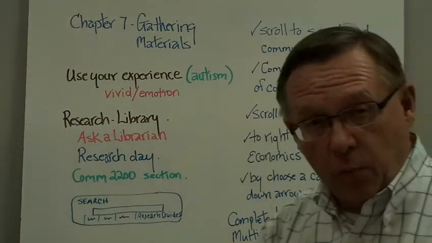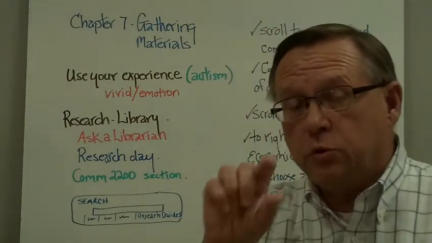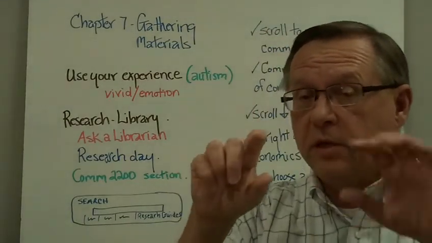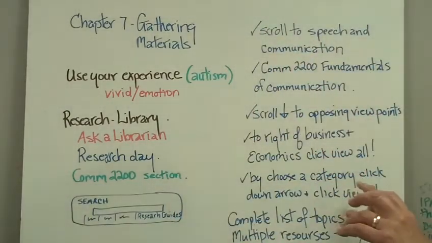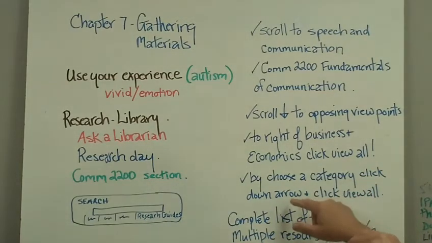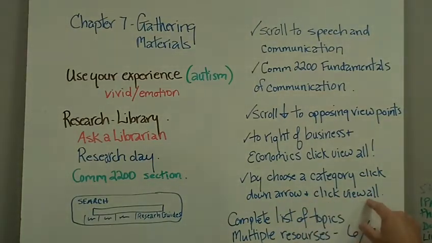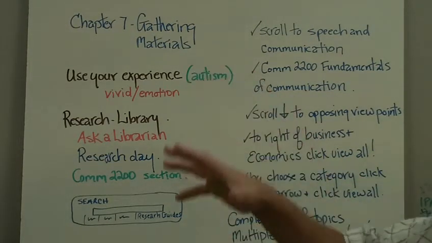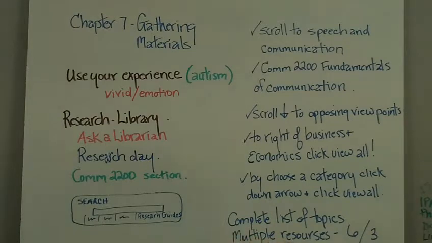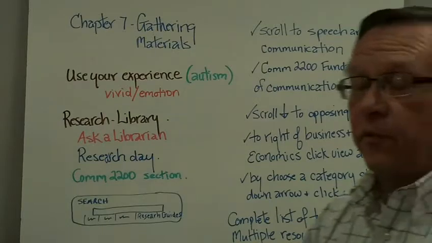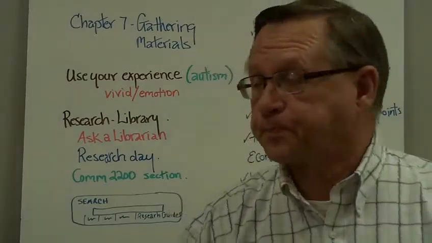Class, when that opens up, then go to the right above that on the left is Choose Category. Click the down arrow and click View All. That will give you a complete list of topics in the Opposing Viewpoints, and there will be multiple resources for you to find information.